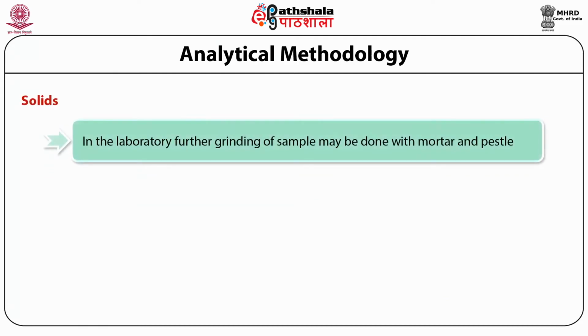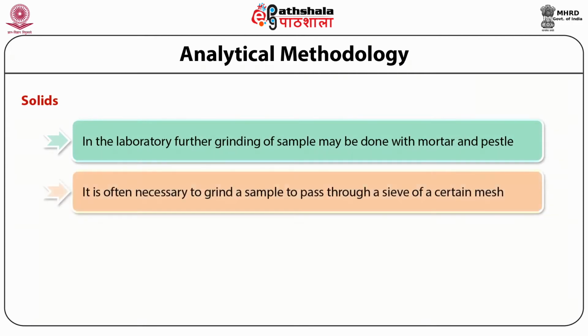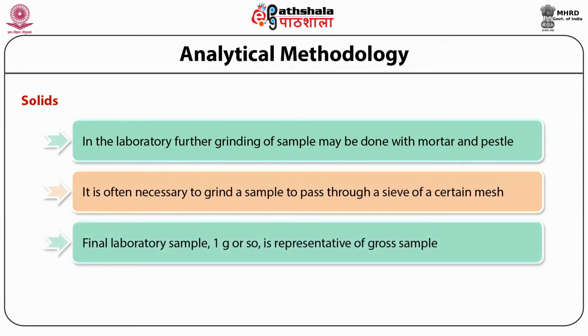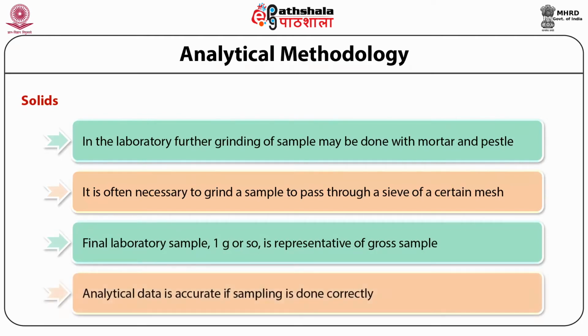In the laboratory, further grinding of the sample may be done with a mortar and pestle. It is often necessary to grind a sample to pass through a sieve of a certain mesh size. One hopes that the final laboratory sample, 1 gram or so, is representative of the gross sample. The analytical data obtained cannot be better than the care exercised in the sampling procedure.